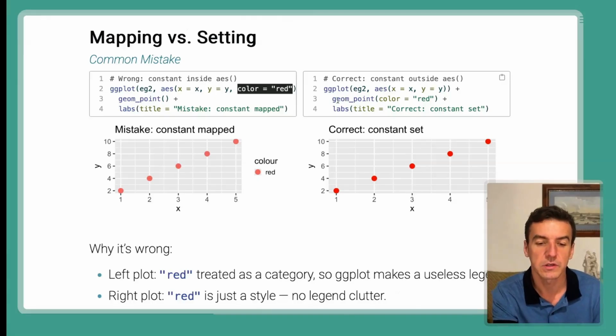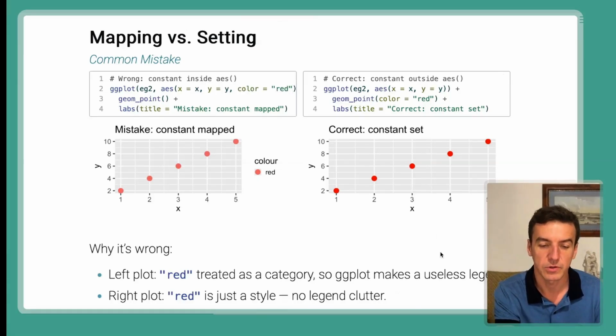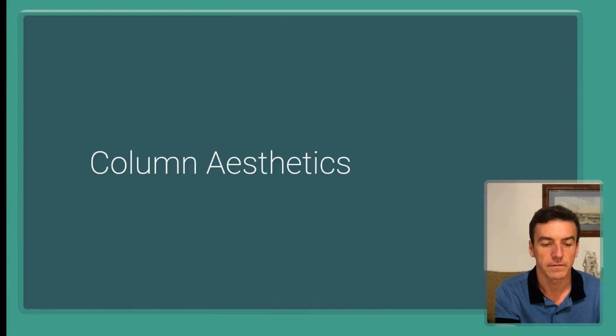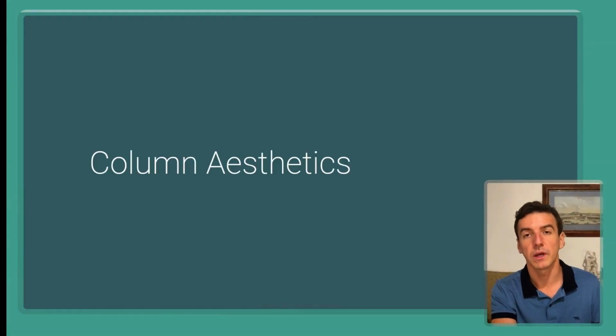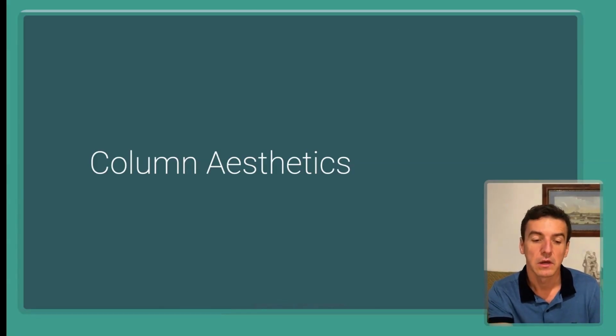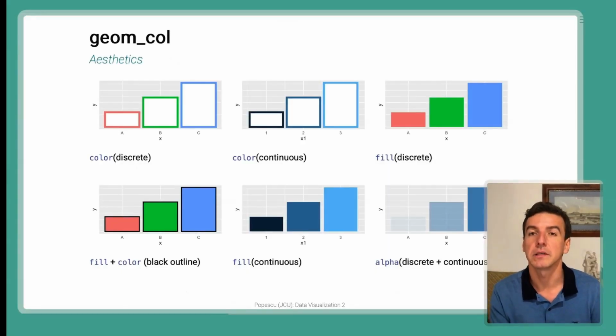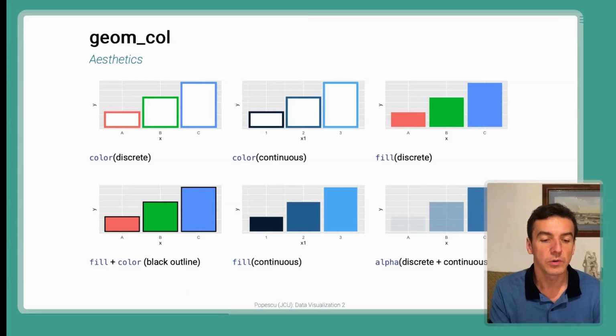Obviously, the better version is to have color equals red, which applies the style to all the points in the graph. Okay, moving on to column aesthetics. So what we have covered so far are types of aesthetics that apply to points. We can also have aesthetics that apply to columns. So here's all the different kinds of aesthetics that could apply to columns.